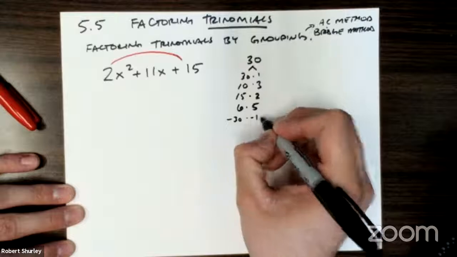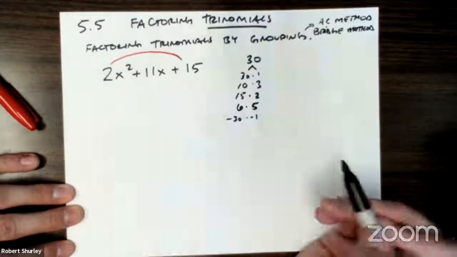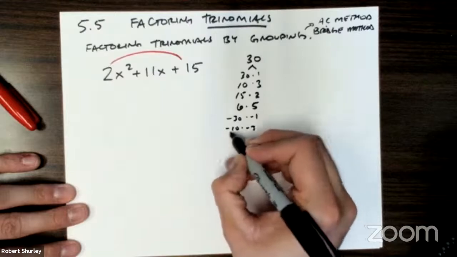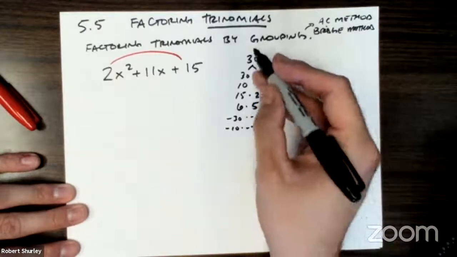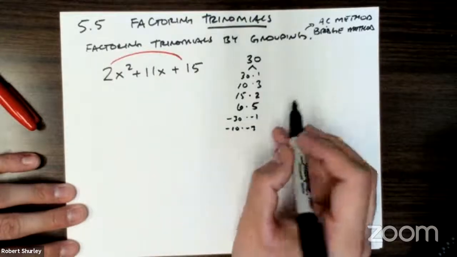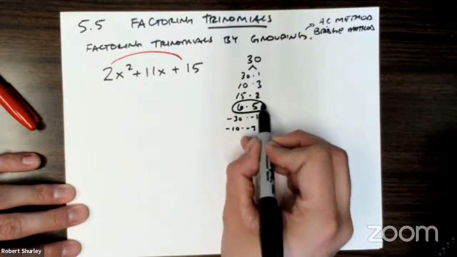Negative 30 times negative 1. It's not going to help us because 2 negatives add up to a negative. But you could write all these negative, and it would multiply to give me positive 30, and add to give me a negative, though. We don't need that, okay? So I'm going to stop right here. I'm going to say, hey, it's 6 and 5.